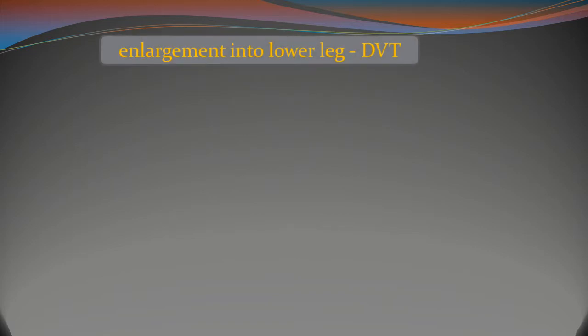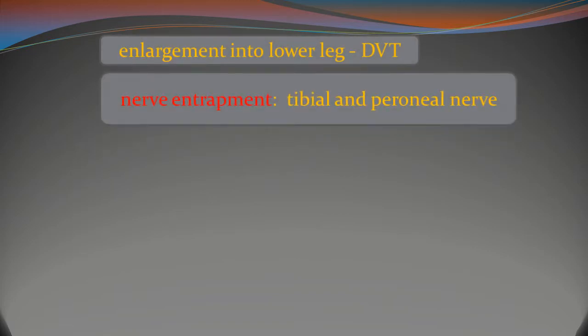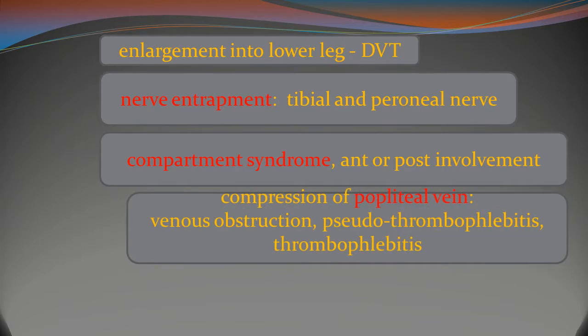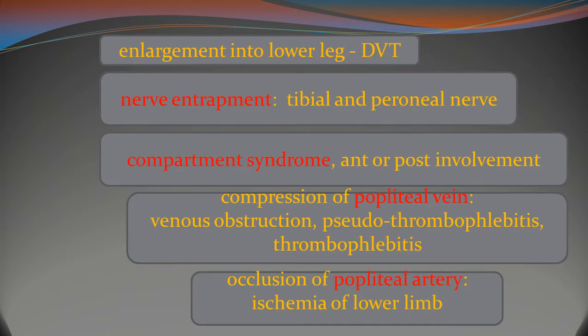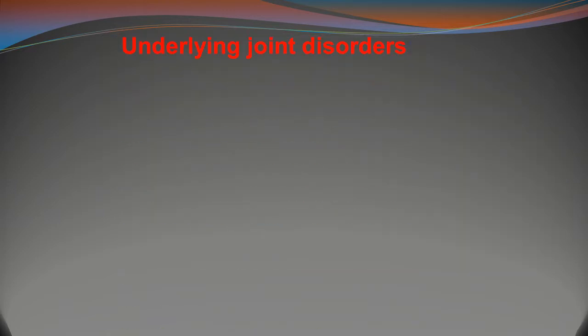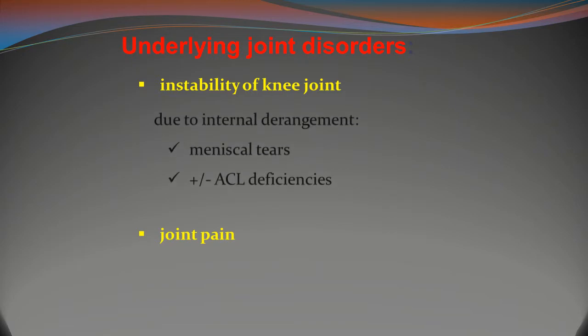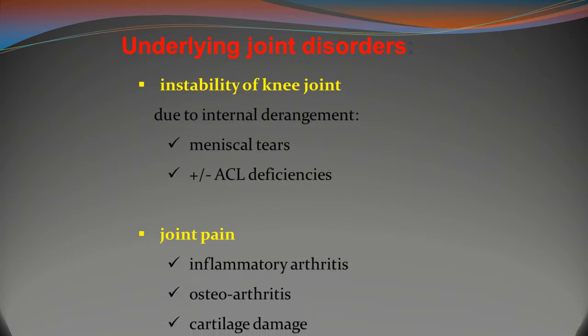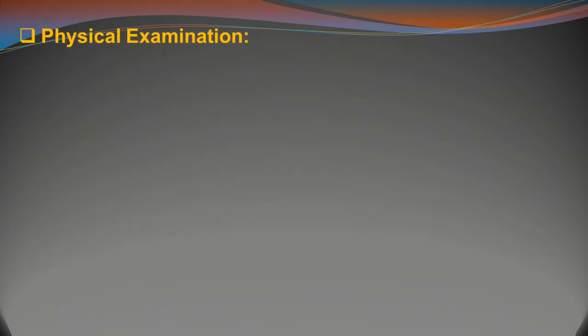Enlargement of the lower leg could be due to DVT, nerve entrapment, tibial and peroneal nerve, compartment syndrome, anterior and posterior involvement, compression of the popliteal vein, venous obstruction, pseudothrombophlebitis and thrombophlebitis, and occlusion of the popliteal artery, ischemia of the lower limb. Underlying joint disorders could be instability of the knee joint and internal derangement such as meniscal tear, ACL deficiencies, and joint pain which might be associated with inflammatory arthritis, osteoarthritis and cartilage problems.